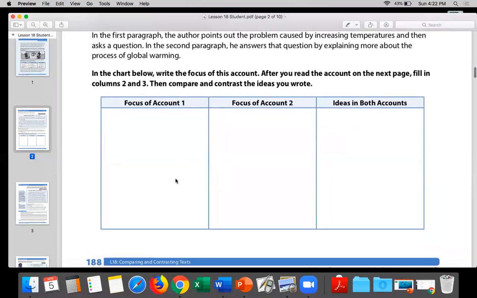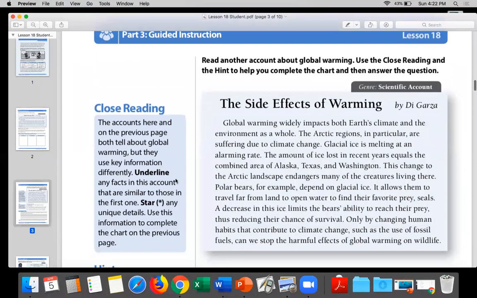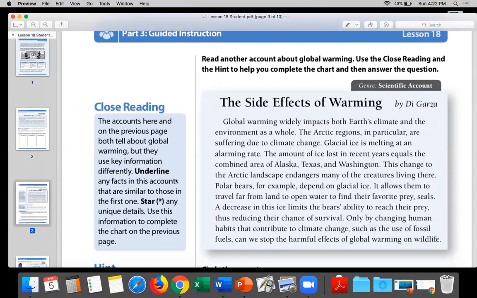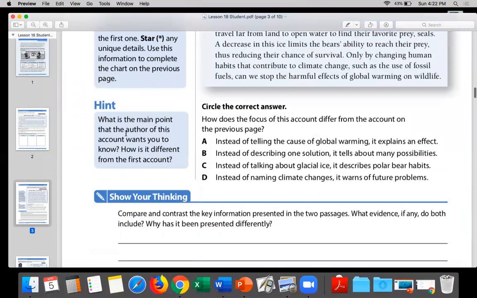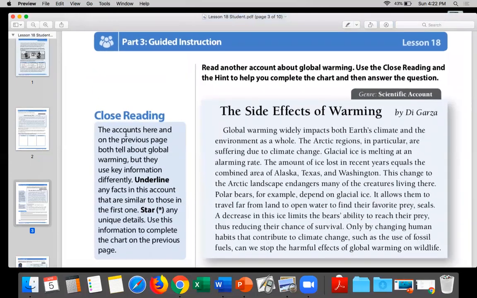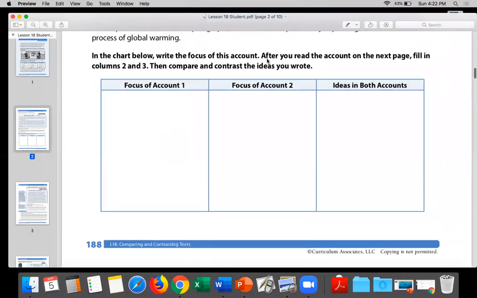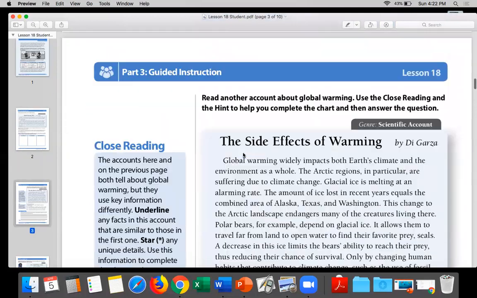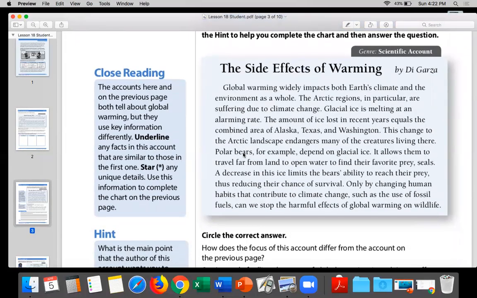Okay, I'm going to go ahead and read the next account though. Read another account about global warming. Again, this is another scientific account. We're going to use the close reading and the hint this time to help us complete the chart back up here. Okay. All right, The Side Effects of Warming by D. Garza. I think that's how you pronounce that.